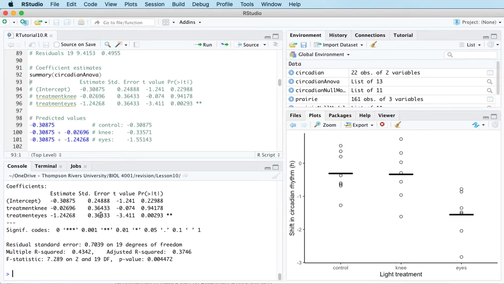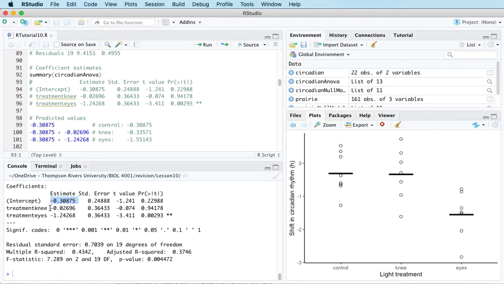So how does that all work? Perhaps it's easiest to actually do the calculations so you can see how this all works. If I'm going to predict control, that's the reference level, all I need to do is pick off the intercept term. So minus 0.30875. So that's the predicted shift in circadian rhythm for patients undergoing the control treatment.